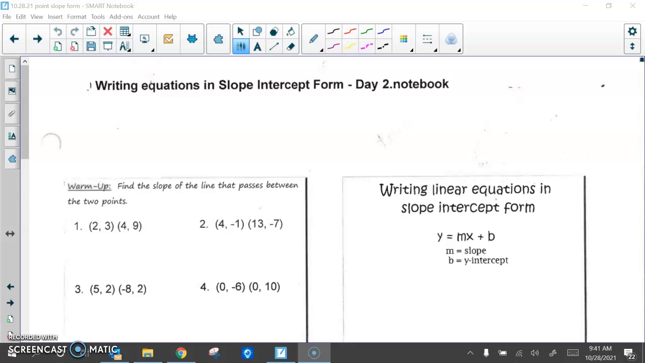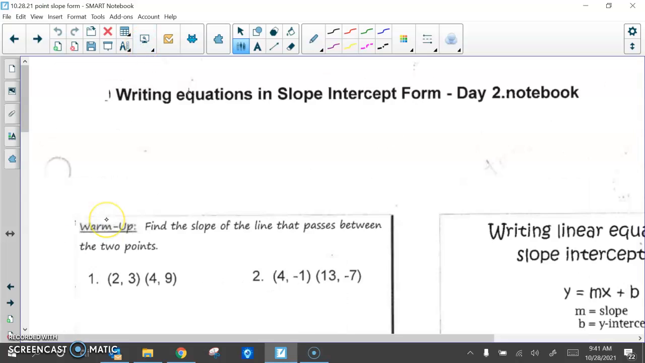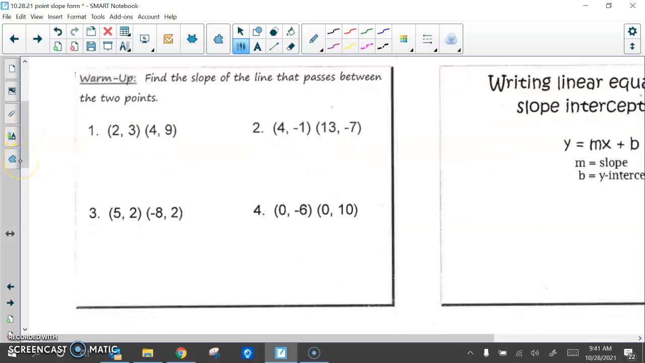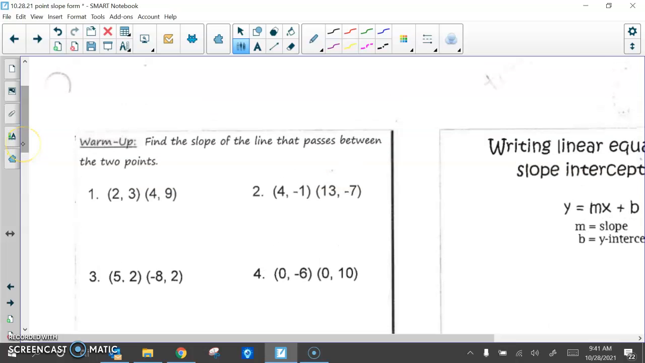So today, this video is about writing equations in slope-intercept form using the point-slope formula. But first, let's practice finding slope between 2 points. So remember, to find slope between 2 points, you're using this formula.